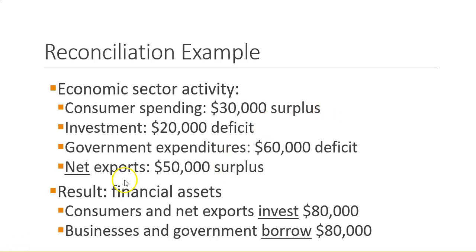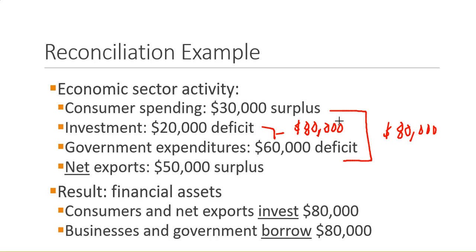So again, let's go back to our totals. I have surplus amounts of 80,000 and deficit amounts of the same amount, 80,000. And I have a balance in my aggregate economy. At the bottom I see my result. The financial assets work to create this balance.